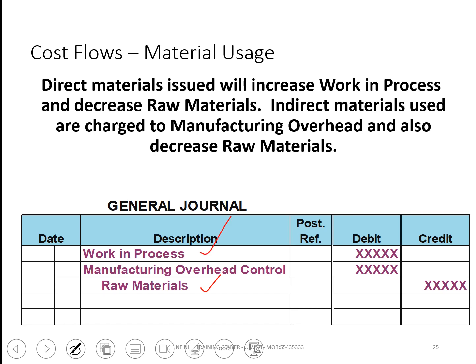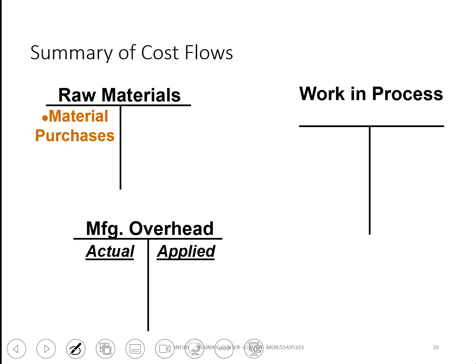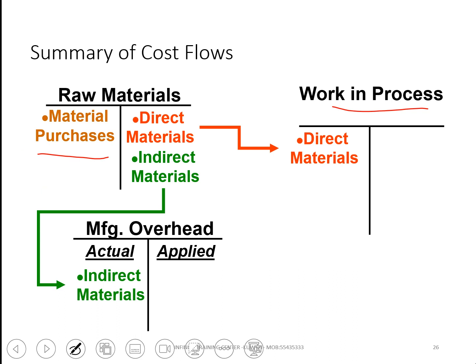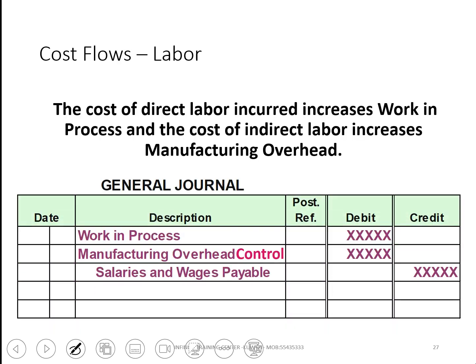And I will add direct material to work in progress and indirect material to manufacturing overhead control account. So I will be debiting work in progress for direct material, and for indirect material I will debit overhead control account. This is about material. You can see here the diagram, summary of cost flows. When you are purchasing material, it is debited here. Then direct material will go to work in progress, and indirect material will go to manufacturing overhead control account.